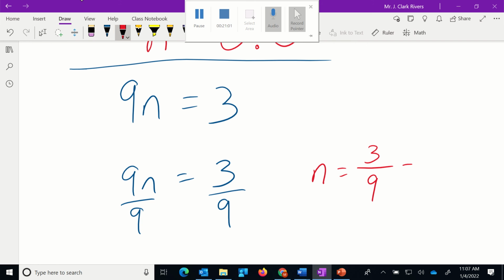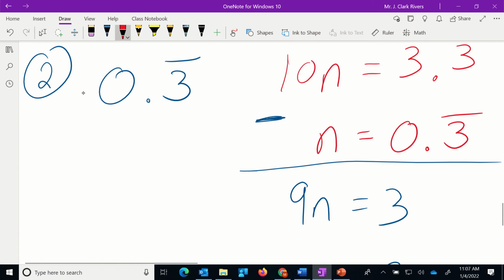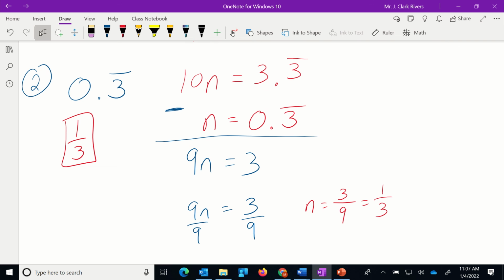Now, what's the problem with 3/9? Lucy, what? It's not simplified. So 3/9 is the same thing as what? 1/3. We can divide both of those by 3. When we do, we get 1/3. So maybe you knew coming in that 0.3 repeating was 1/3. Maybe you didn't, but there's a proof that 0.3 repeating is 1/3.